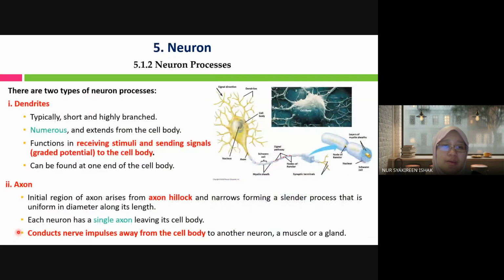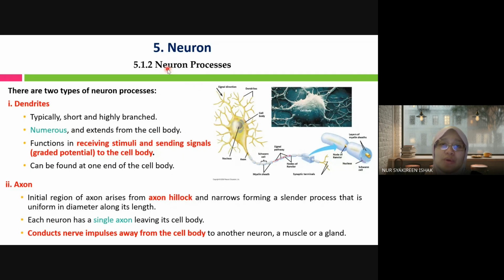So we have here two regions of the neuron. We call them neuron processes. There are two types of neuron processes. It is not a process mechanism, it is the name of a place in the neuron. Neuron processes: one is the dendrites, and the other one is the axon. Dendrites are the structures that branch throughout the cell body here. They are typically short and highly branched, numerous, extend from the cell body, and function in receiving stimuli and sending signals, which are graded potentials, to the cell body.